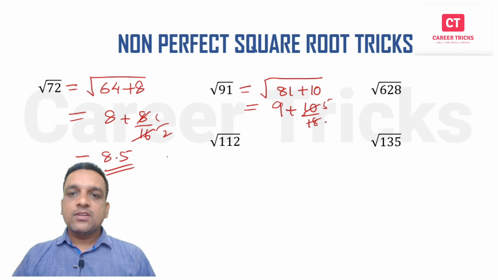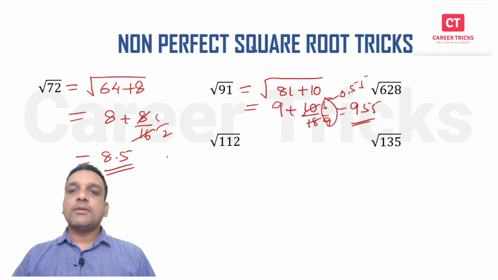2 5s are 10, 2 9s are 18, 5 by 9 we will get. 5 by 9 means 0.55 we will get for this number. After adding these two terms, what will we get? 9.55.